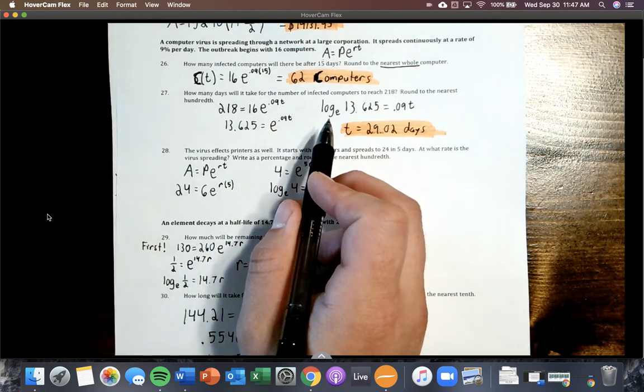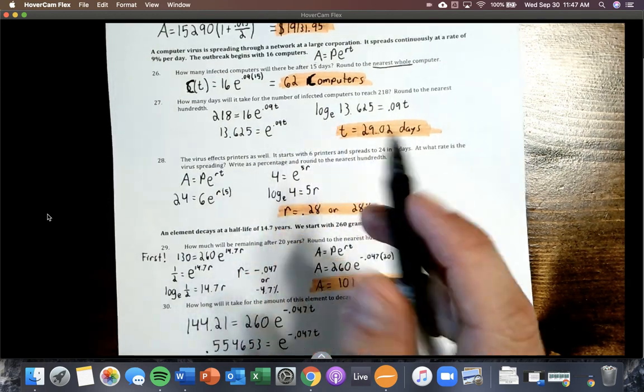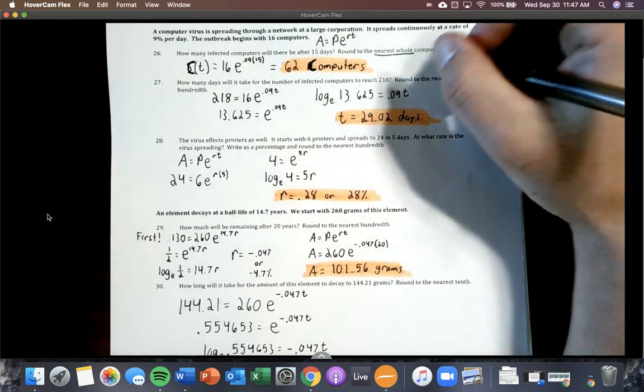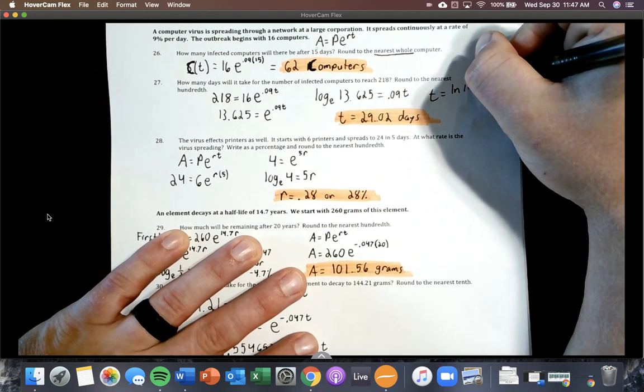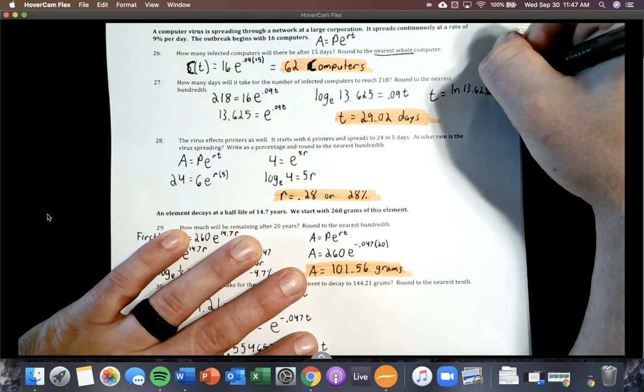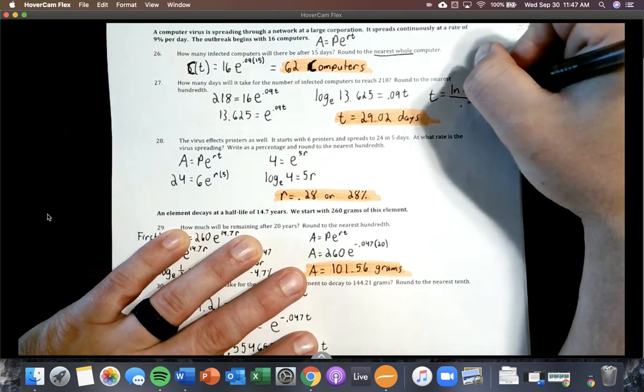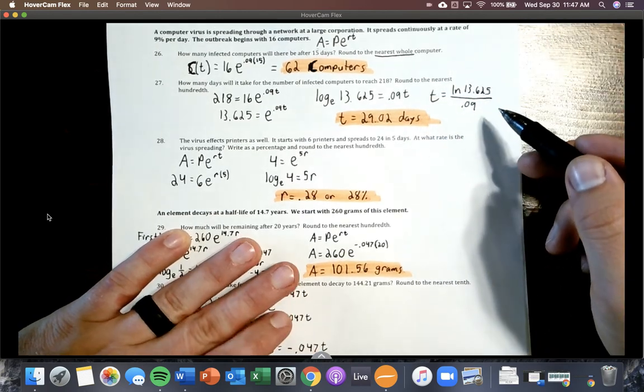And remember, log base e is the same thing as the natural log. So we could even say, right, t is equal to the natural log of 13.625 divided by 0.09. And this is what we could punch into our calculator, right?